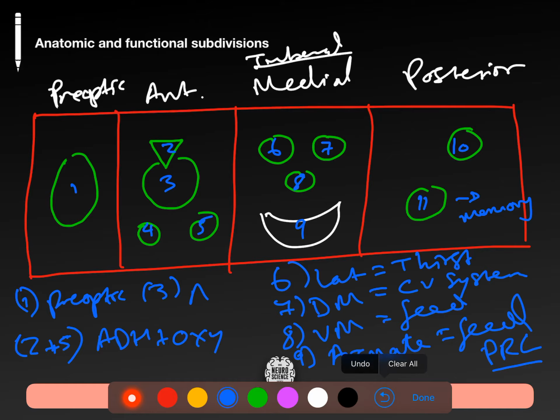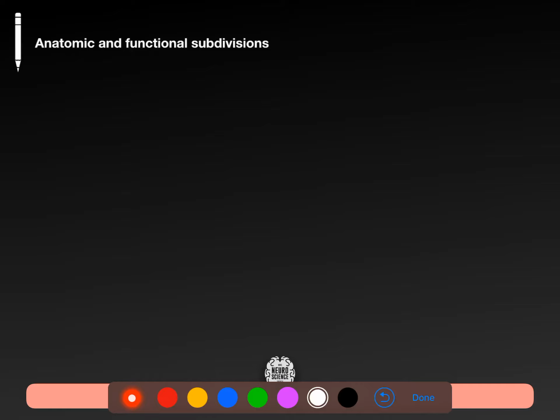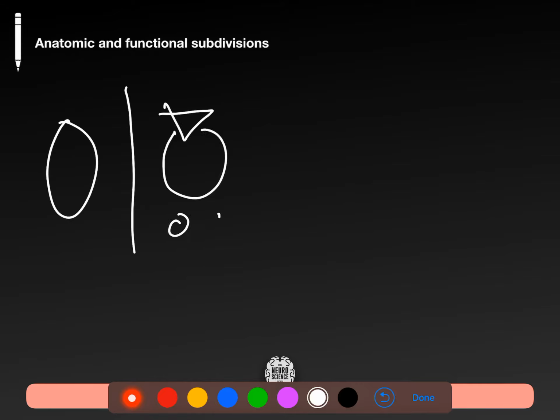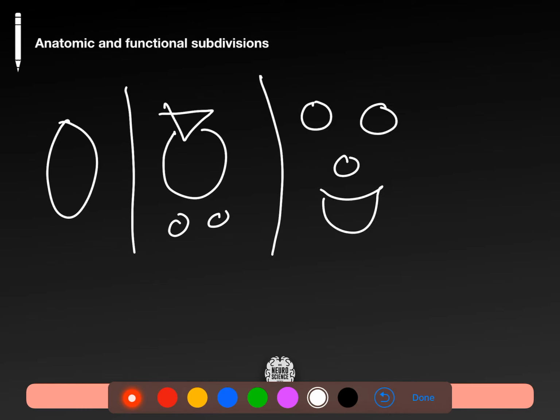So, let's just quickly review that, because there's a lot to take in there. You need to basically pause the video and just repeatedly draw out these different nuclei until you feel comfortable with them. The faces are quite funny, at least, aren't they? So you've got preoptic, anterior, medial, posterior. And we have an anterior nucleus, which is the parasympathetic nervous system. We have a posterior, which is the sympathetic nervous system. We have a mammillary body, which is memory.